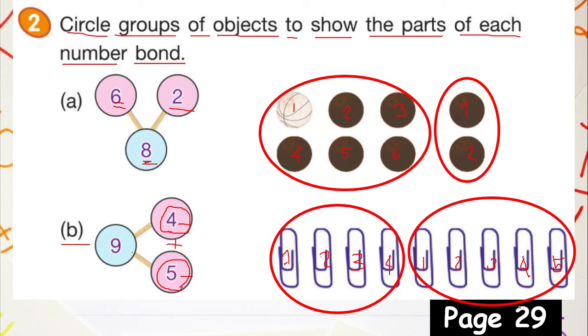Okay, there you go. If you put them together, what number will you get? We have here 1, 2, 3, 4, 5, 6, 7, 8, 9. This one, 9. Okay, grade 1. Next.